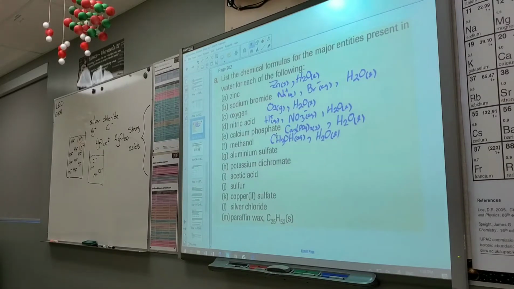Now, the moment HNO3 gets surrounded by water, which is all the time, a hydrogen immediately gets released. We call it nitric acid.